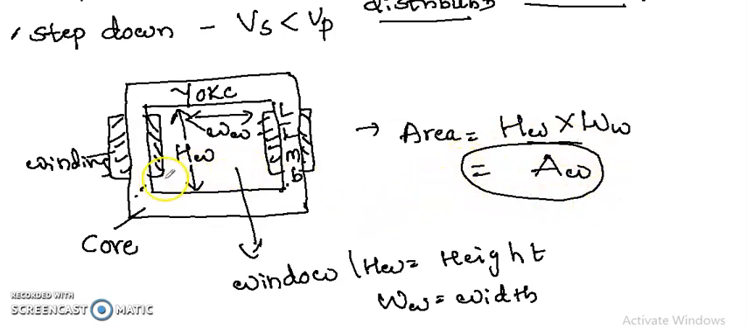In this window, what can you find? We can have the windings also, right? Some part of the windings is coming into the window part. This part is coming into the window. So remember that.